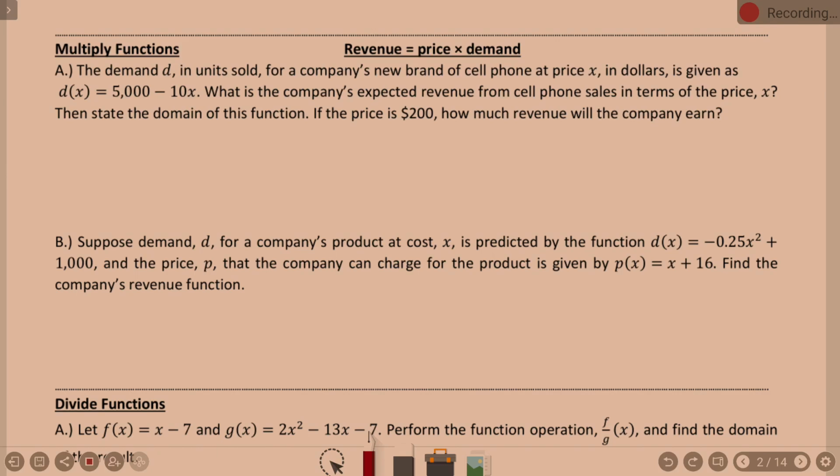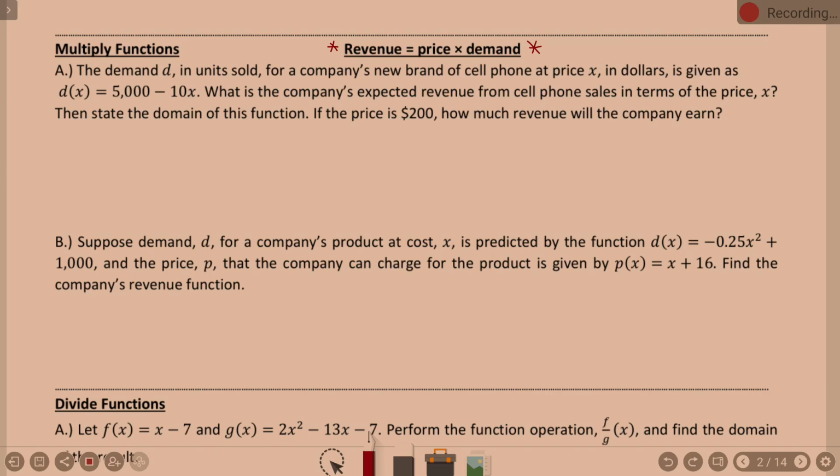Okay, so this second midsection, we're talking about multiplying functions. I don't know if you guys caught it, there is a little formula up here that is important: revenue is equal to price times demand. Revenue being, you own a store or something, revenue is what you are earning, the money you're making, essentially, after you cover all your costs. It's equal to the price of something times the demand for that item. Now, let's read through A.